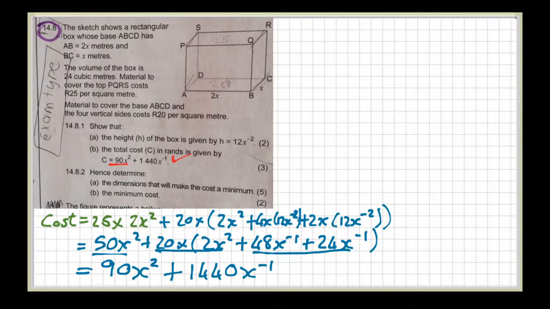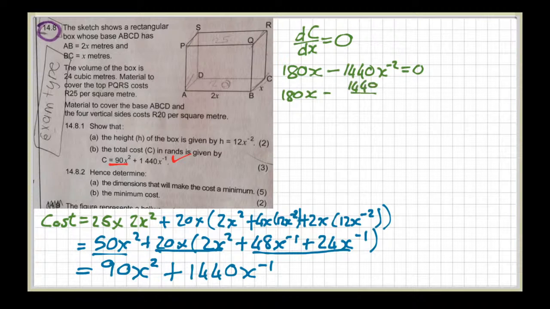Now, next up, they ask you the dimensions to make the cost a minimum. So to make the cost a minimum, I am going to derive and make equal to 0. If I derive this and make it equal to 0, I've got 180x minus 1440x to the negative 2. Now I need to solve this. So to solve it quickly, 1440 over x squared equal to 0. If I multiply by x squared straight through, I get 180x cubed equal to 1440. x cubed is equal to 8. So therefore, x is equal to 2.